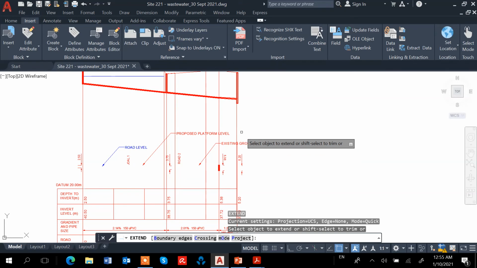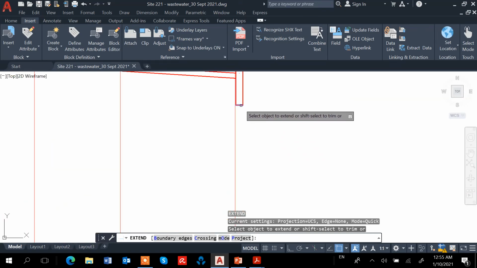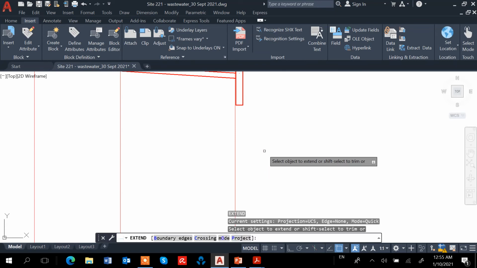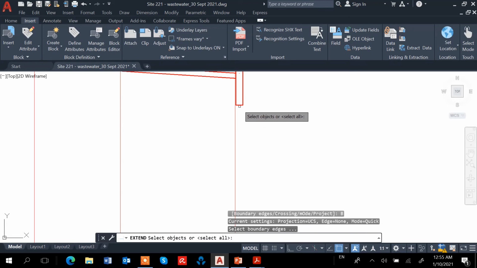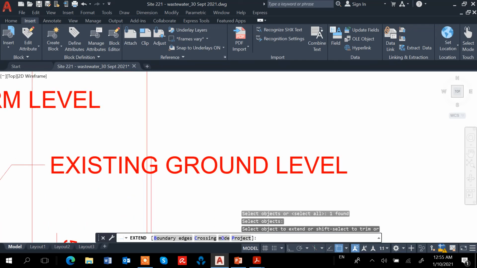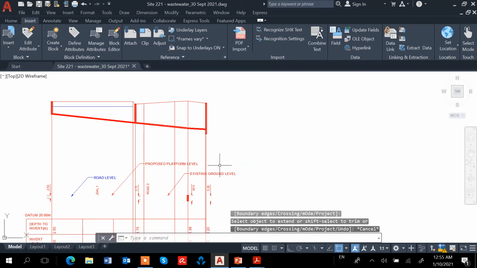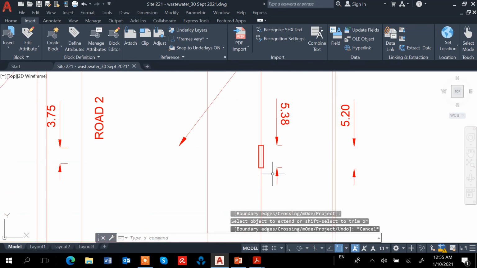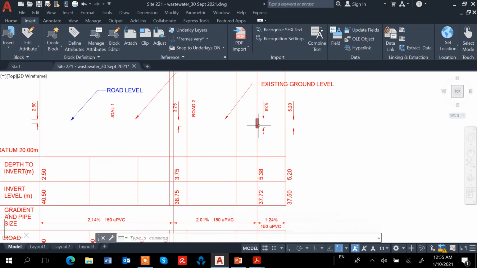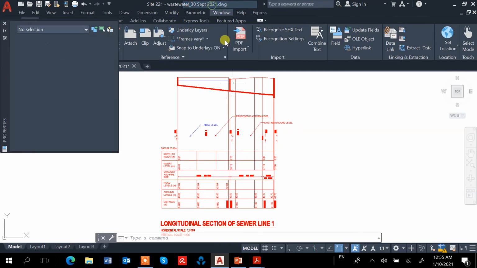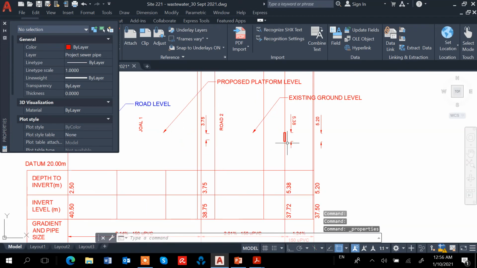Extend. It should be from here. Oh, I need to specify the boundary actually. B for boundary. And then it should go up now. Okay, this thing here I need to do now. So yeah, it should go up there, but I just go into the property. I think hopefully it can be done the same way as well.